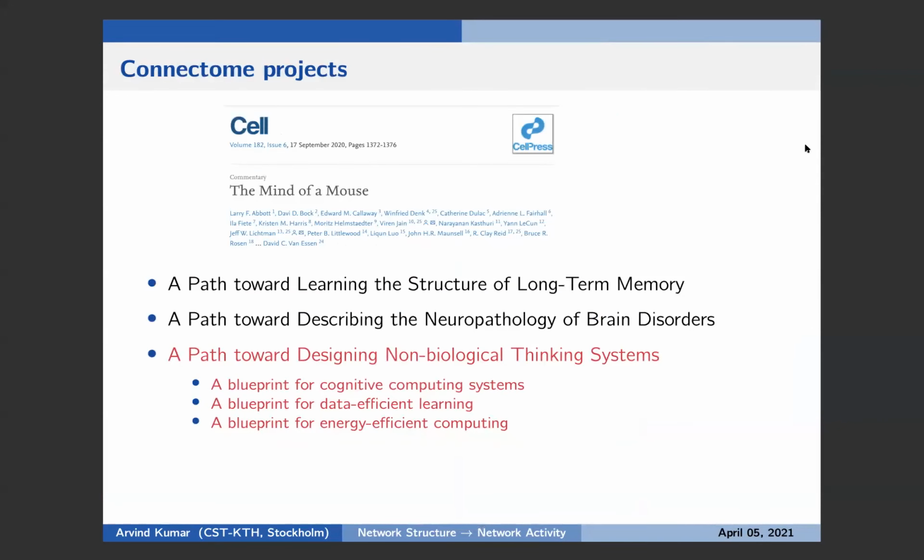Part of the motivation for this talk comes from this commentary that appeared in Cell last year. The commentary said that we need to chart out the connectome of a mouse in order to find out the structures of long-term memory, to better describe the neuropathology of brain disorders, and very curiously to design non-biological thinking systems, because they think that knowing the connectome of a mouse can give us blueprints for cognitive computing systems, data efficient learning, and energy efficient computing. And together, this is what perhaps constitutes the mind of a mouse.